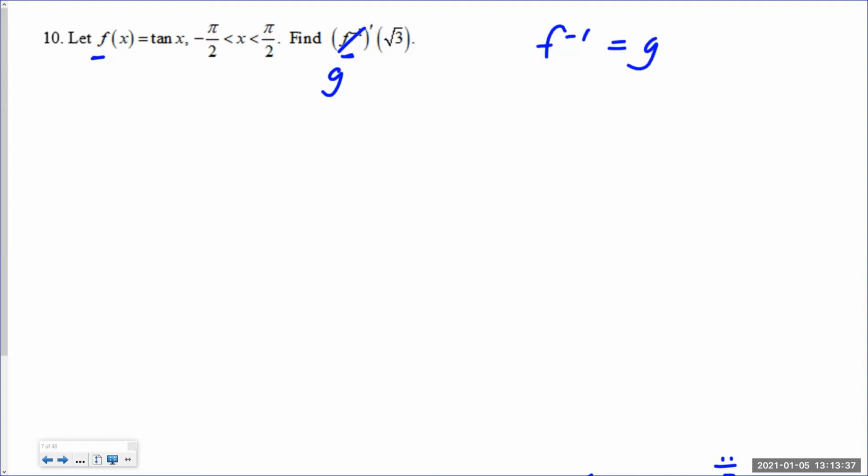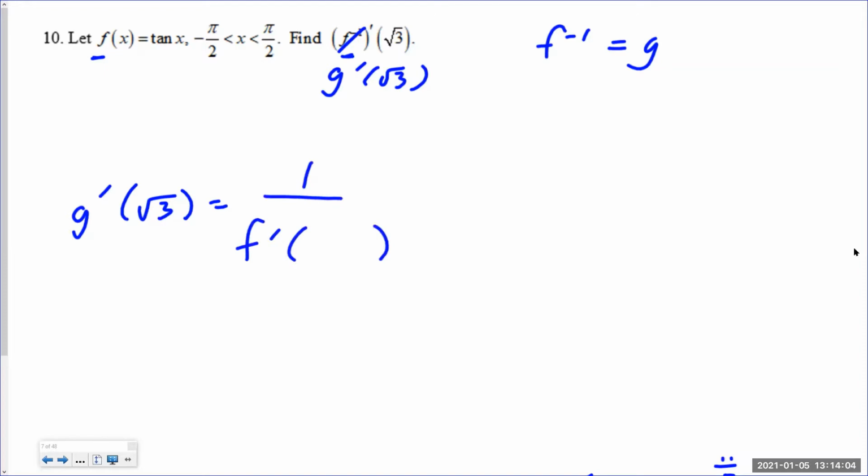So this becomes, don't forget, not 1 over g, it's just g. The 1 over g only comes in when you're writing the formula. So this is a given right here, g prime of square root of 3. I just copy this and write the formula, just like the other problems. What is the formula for g prime? 1 over f prime. Very good.